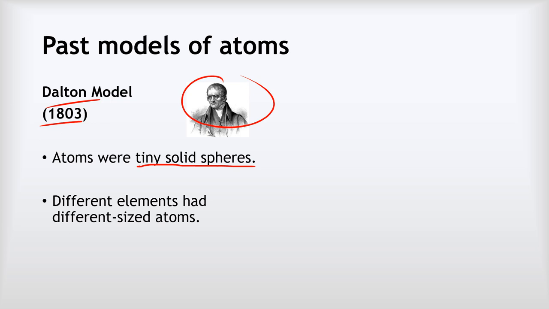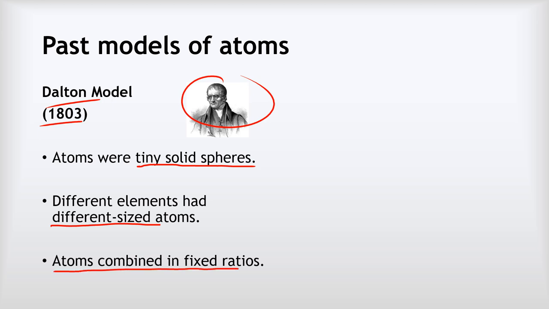And he thought different elements had different sized atoms. He wasn't entirely wrong. And he thought that atoms combine in fixed ratios to produce compounds. Again, he was on the money with that. He just didn't know about things like subatomic particles, protons, neutrons and electrons. So this was just an incomplete idea, but it was a good starting point.